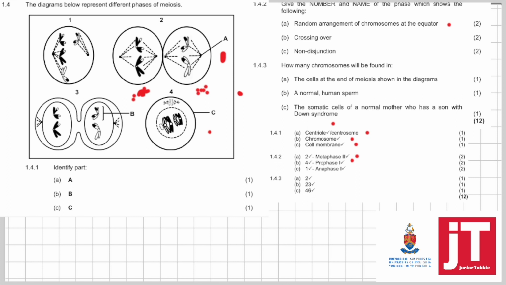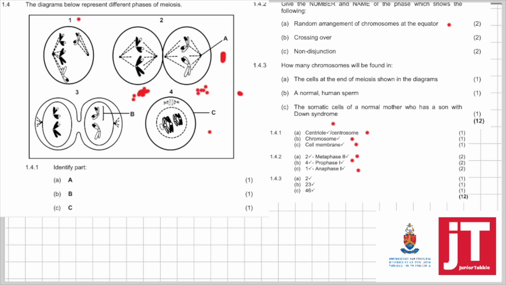Then they want the number and name of the phase that shows non-disjunction. Non-disjunction we know is failure of the chromosomes to separate at anaphase 1 or 2. Here you can see it's clearly at 1, it's anaphase 1, whole chromosome, so it's number 1 and it's anaphase 1. Right, that wasn't too bad.